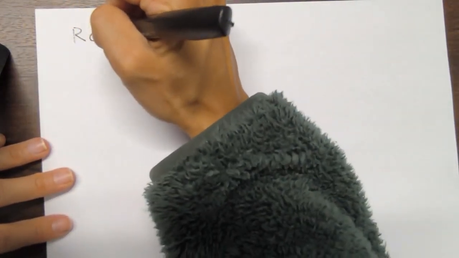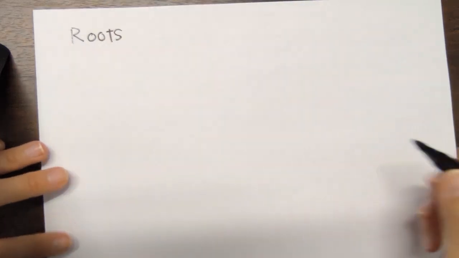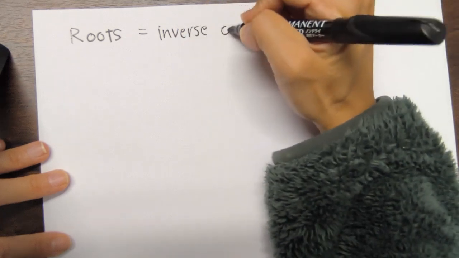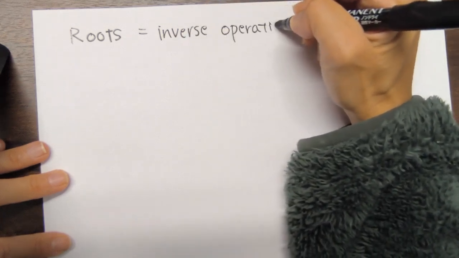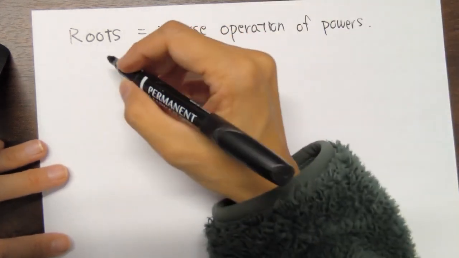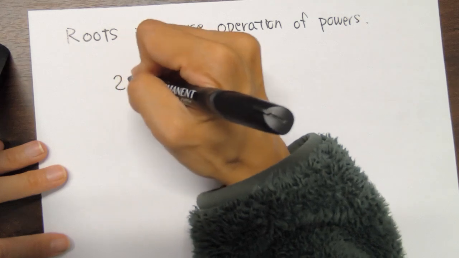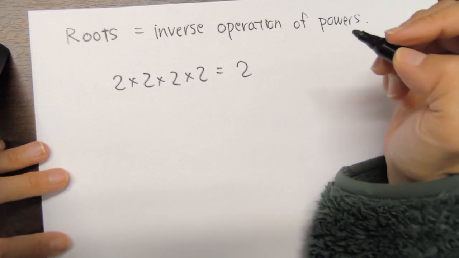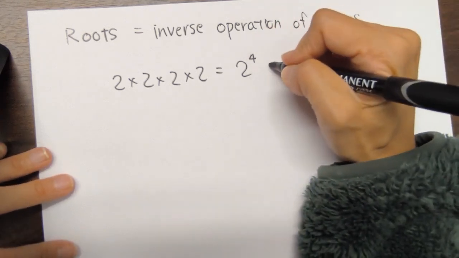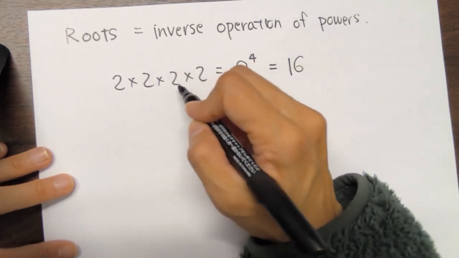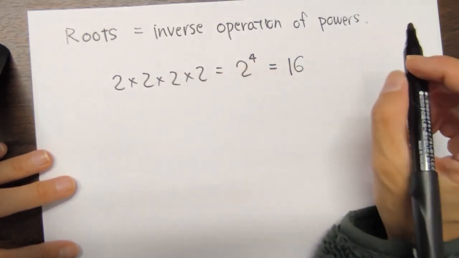Now, let's learn the roots. Roots is the inverse operation of powers. For example, if you have 2 times 2 times 2 times 2, we write it in exponent form, 2 to the power of 4, which is 16. 2 times 2 is 4, 4 times 2 is 8, 8 times 2 is 16, right?